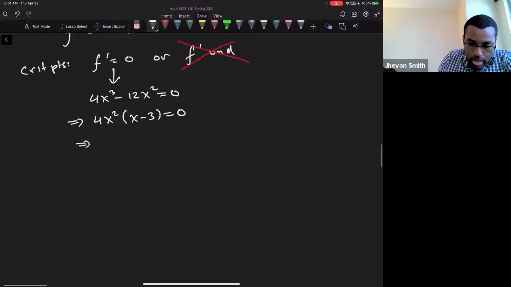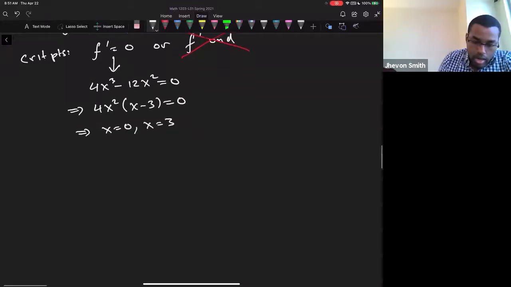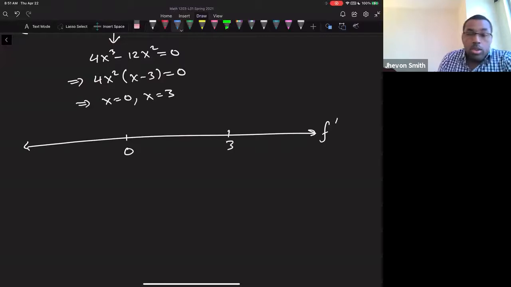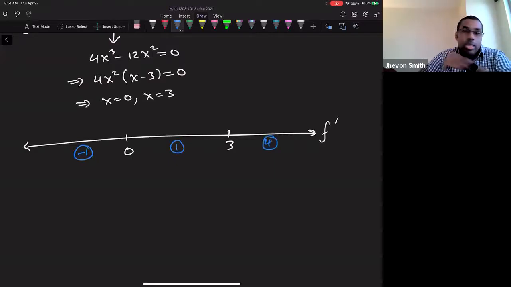And so you get x equals 0, x equals 3. And then you're going to put those on a number line in the first derivative. So you're going to put down a 0, you're going to put down the 3. You're going to plug in random numbers in between these guys. It doesn't matter who you pick. So I just picked some nice numbers that would be nice to work with.